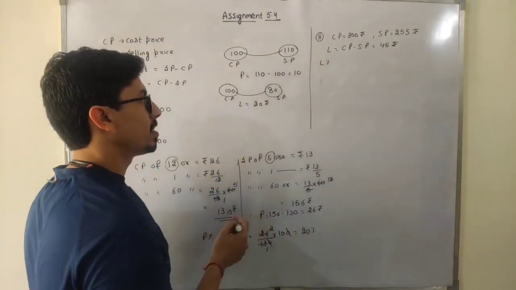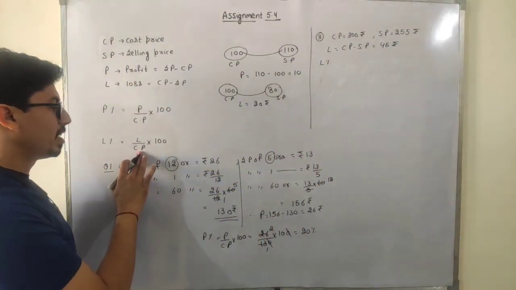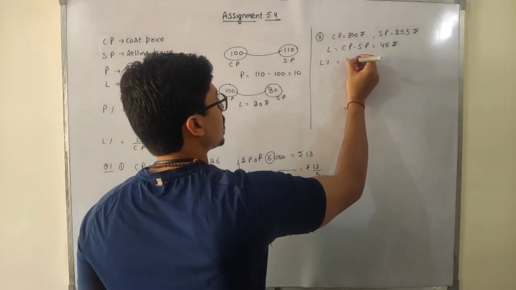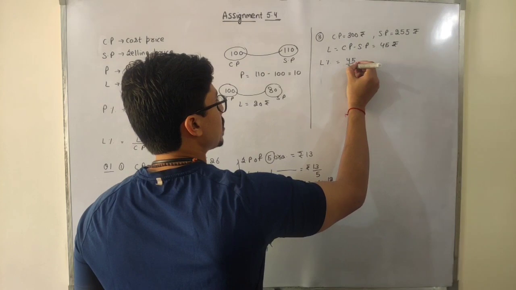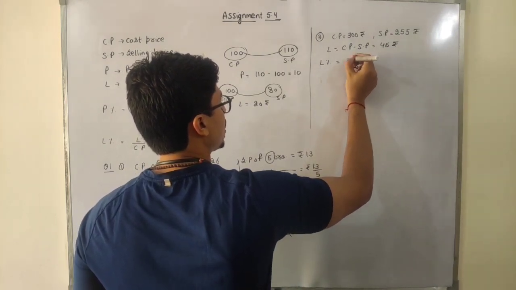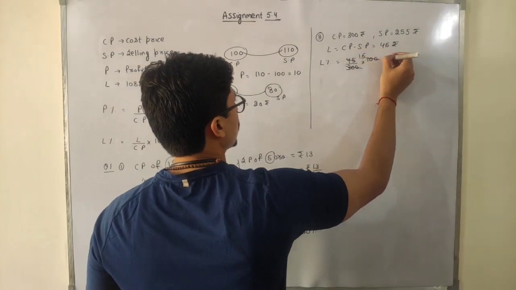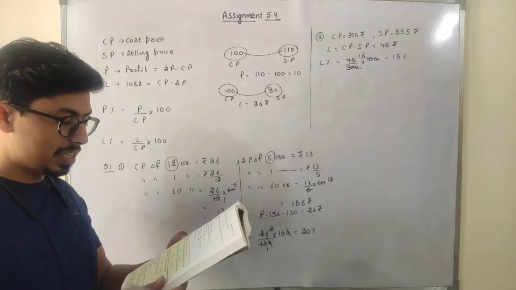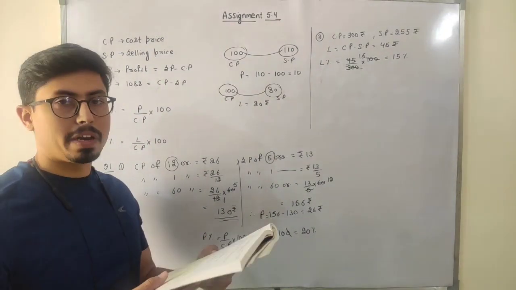Loss percentage is equal to, if you see the formula, loss by CP into 100. Loss is 45, CP is 300, into 100. So just cancel them out. 3 ones are 3, 3 fives are 15. So 15% is my required answer. So 15%, that is part number D, is my required answer.